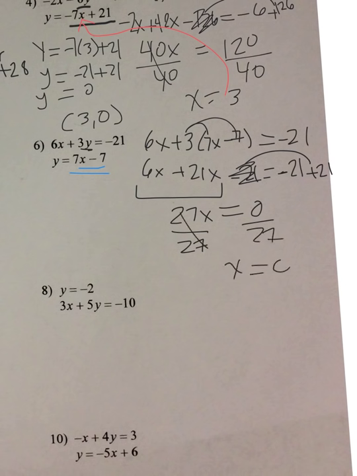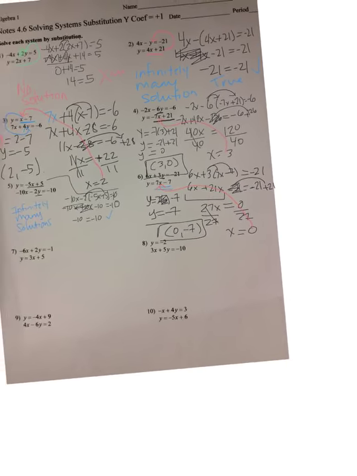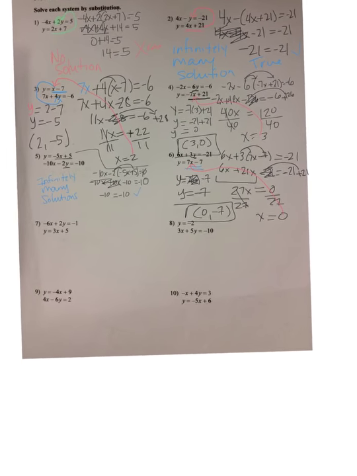X equals 0. Now this, you plug it back in the y equals. I've already told you. So it'll be y equals 7 times 0 minus 7. This cancels, and it's y equals negative 7. So my solution is 0, negative 7. I haven't been boxing my answers. Please box your answers. I will count them wrong if you don't box your answers. Okay. Almost done, guys. Almost done.